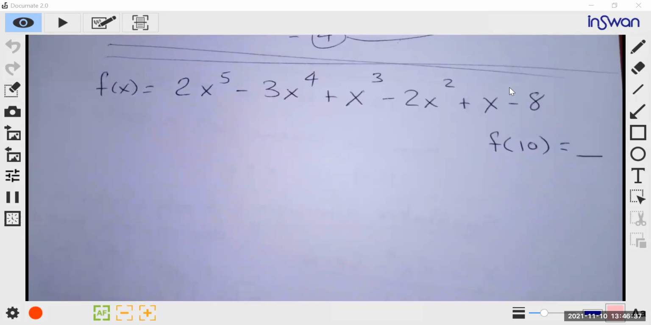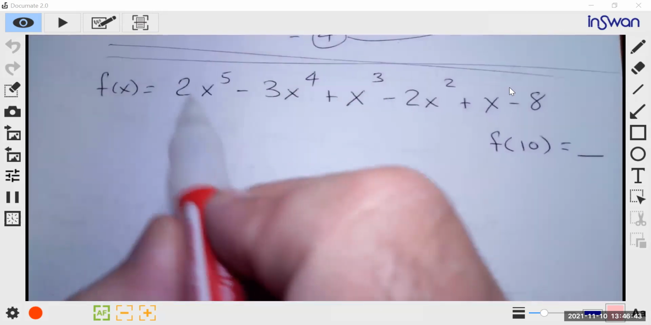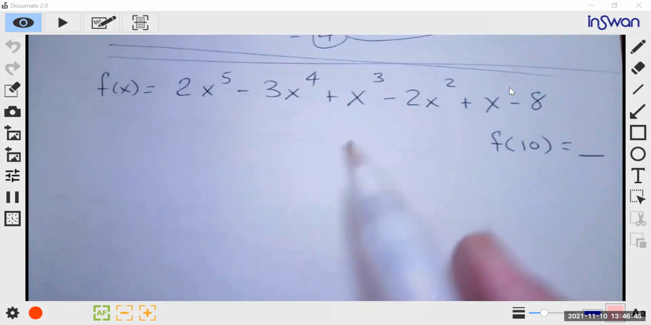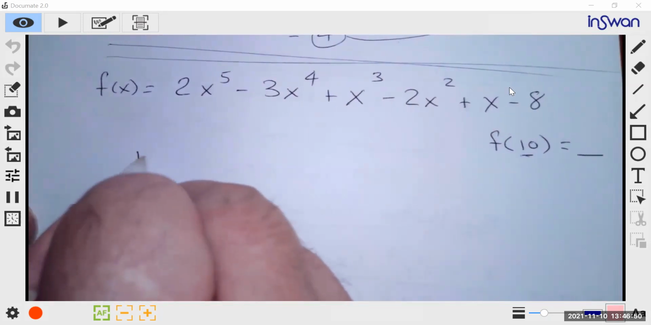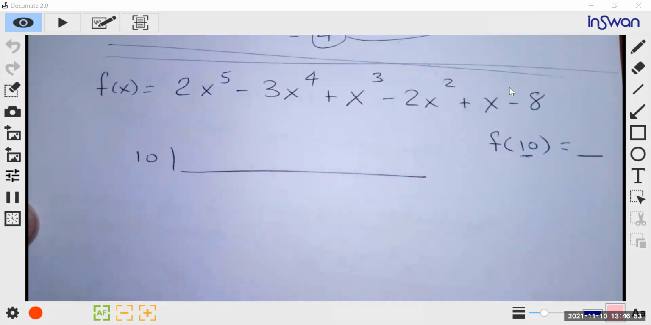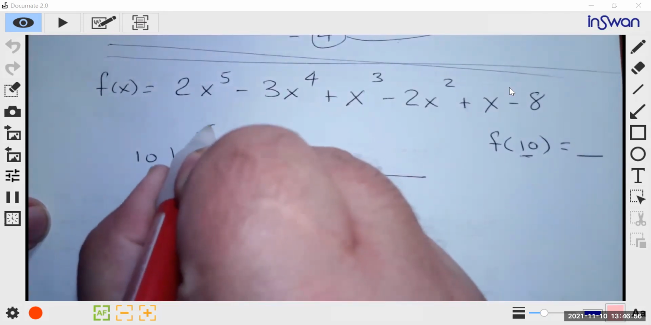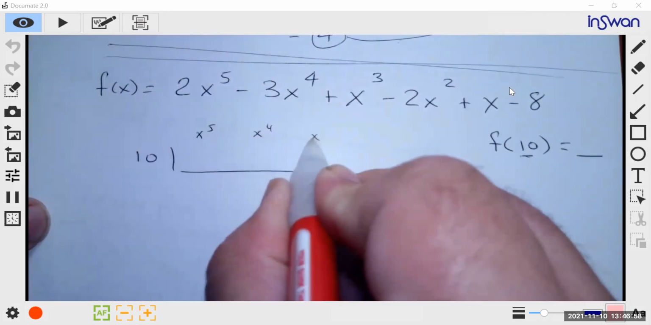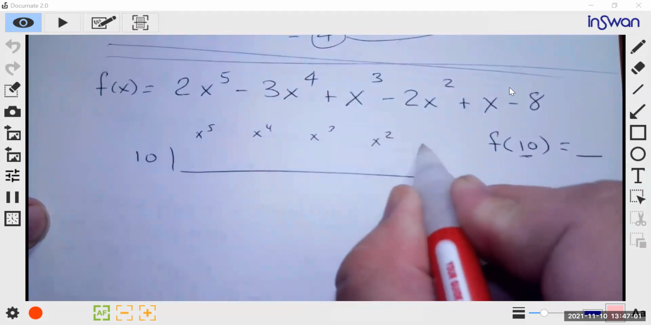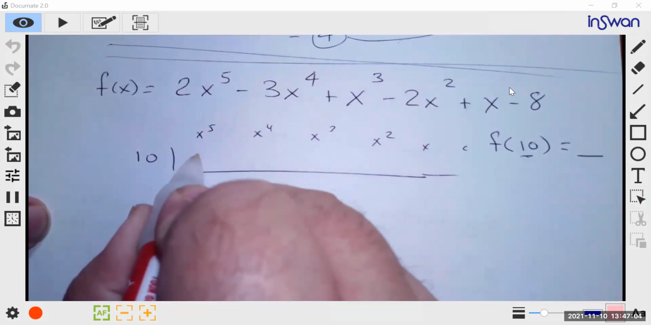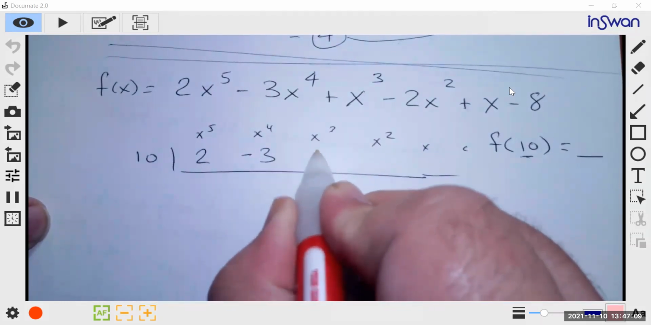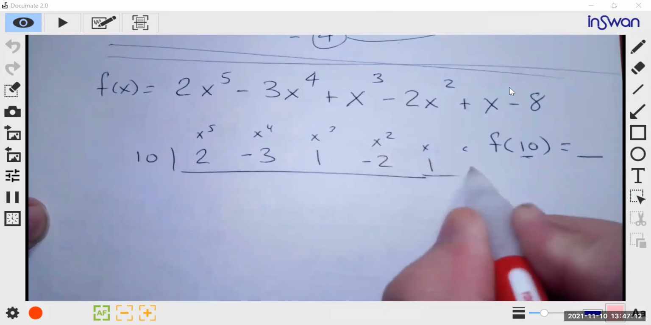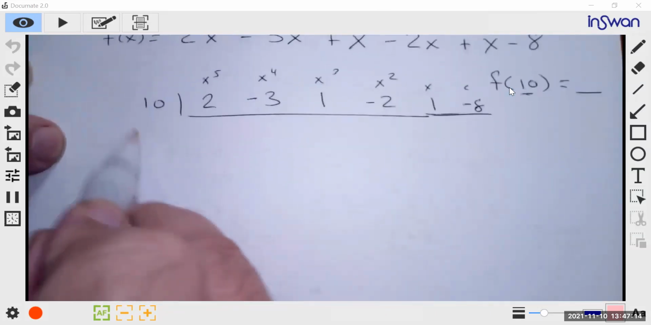How many of you are plugging 10 inside the equation? You see it, I mean, you have to take 10 to the 5th. So we just showed you the last example. We could simply use synthetic division. X to the 5th, x to the 4th, x cubed, squared, x, and constant. So the coefficient of the first one. Next one. Next one. And we're lucky because it's 10.